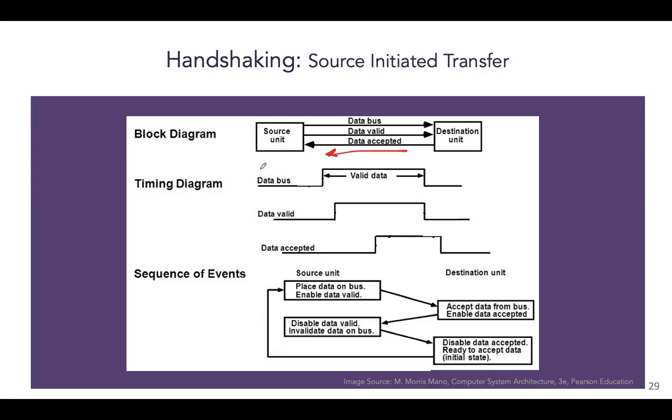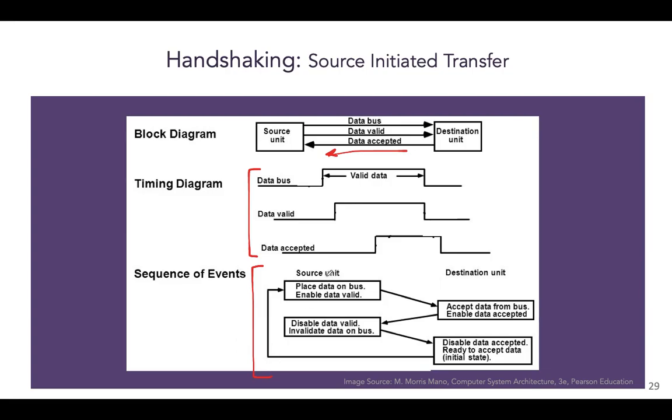In case you want to visualize this using timing diagrams as well, right? This is the data bus, this is the data valid line, and this is the acceptance line that comes from the destination unit and goes all the way to the source unit. This is an acknowledgement that the data has been received. And this is what happens in a source initiated handshaking data transfer.